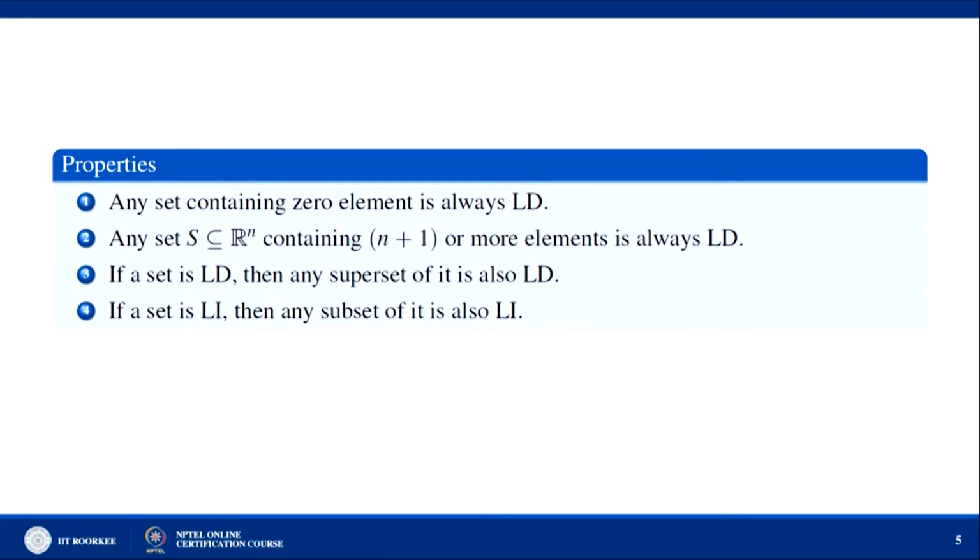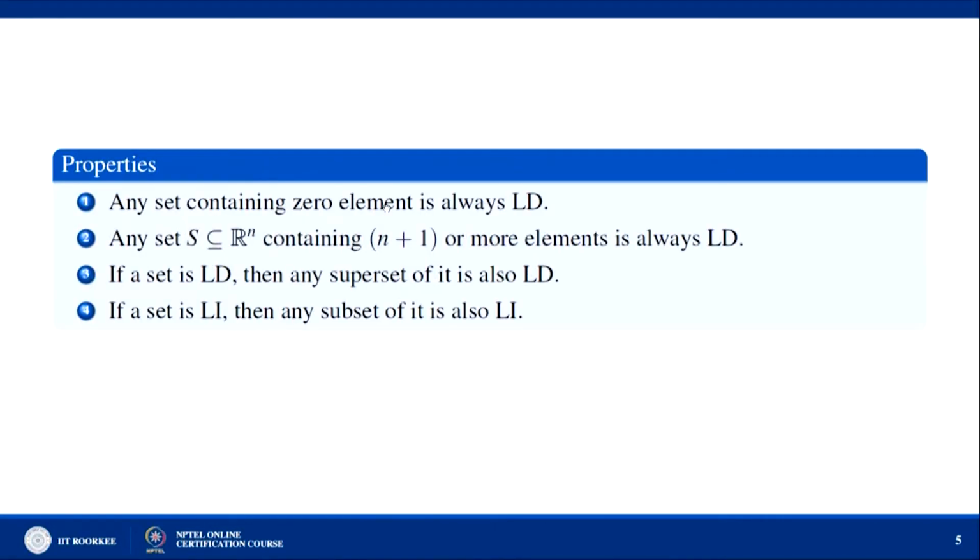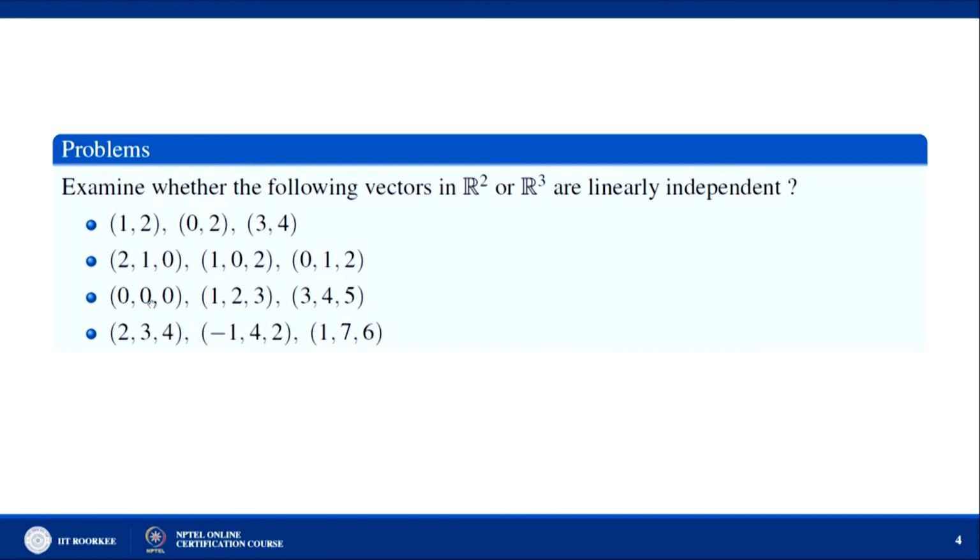The first property is any set containing the 0 element is always LD. This is very easy to show. You see, if we are having any set containing the 0 element, then that 0 element can always be expressed as a linear combination of the remaining vectors, where the scalars are all 0. Okay. So, since this 0 vector can be expressed as a linear combination of the remaining vectors, the set is clearly LD. As we have also seen in the third example, this set is LD because this (0, 0, 0) can be expressed as 0 times this plus 0 times this. That means this 0 vector can be expressed as a linear combination of the remaining two vectors.